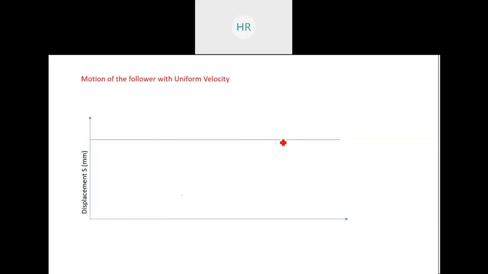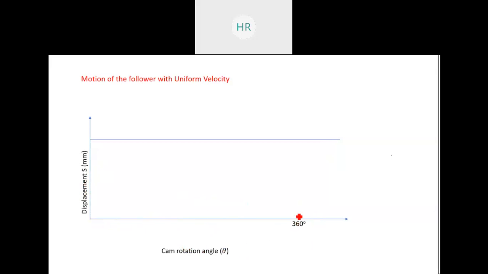Okay, so draw a line at a distance. This distance is S. Okay, it may be given to you in the problem statement. So on x-axis there will be cam rotation angle that we will mark according to scale. Okay, and on y-axis there will be displacement.